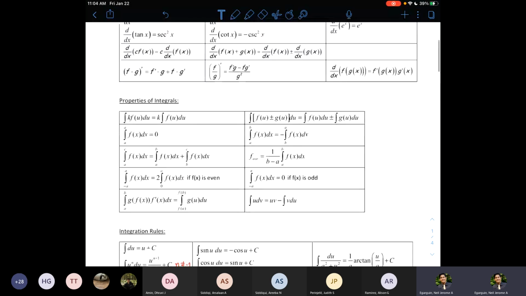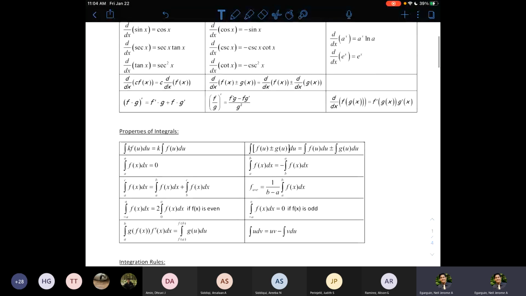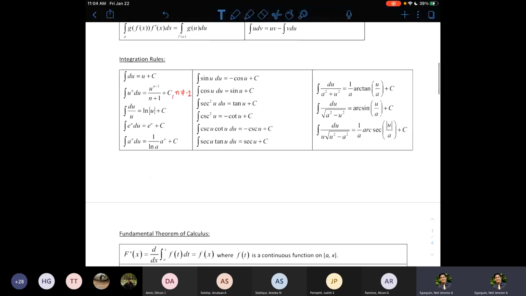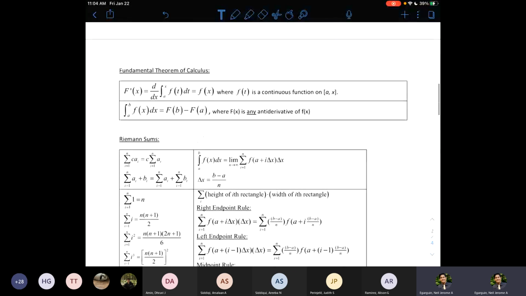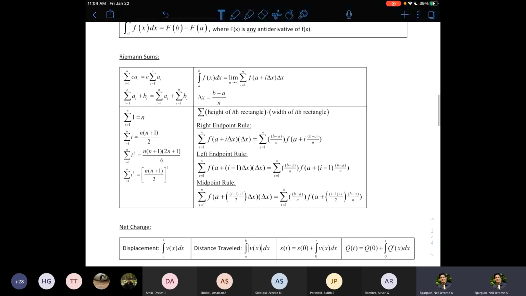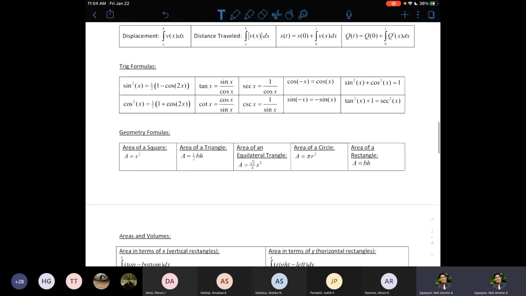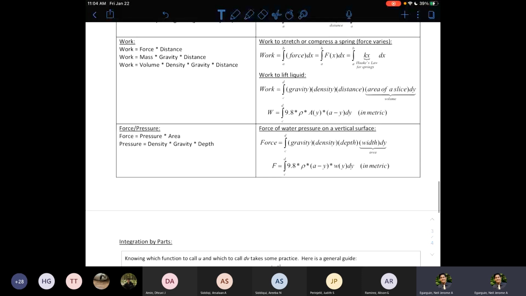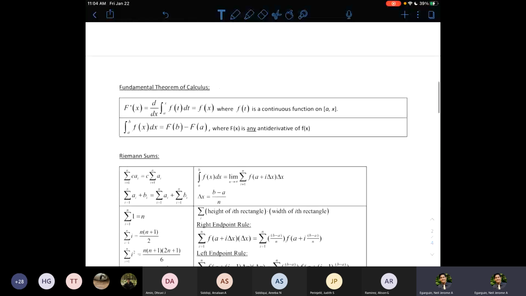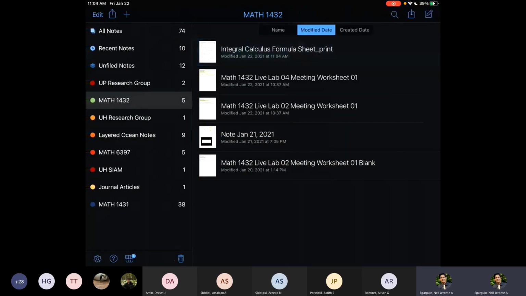So this includes some of the basic properties for some basic derivative rules, properties of integrals, integration rules that you need to remember, and then the statement of the fundamental theorem of calculus. And the good thing is there are some things here that probably we'll need in the future as we go along in our course. So I think this would be pretty helpful. So you can download this and start memorizing most of the rules here.